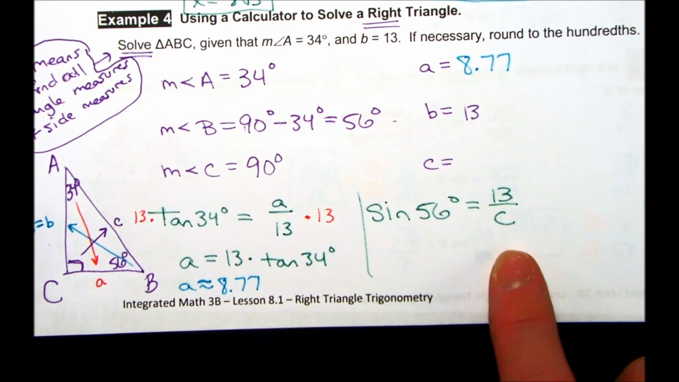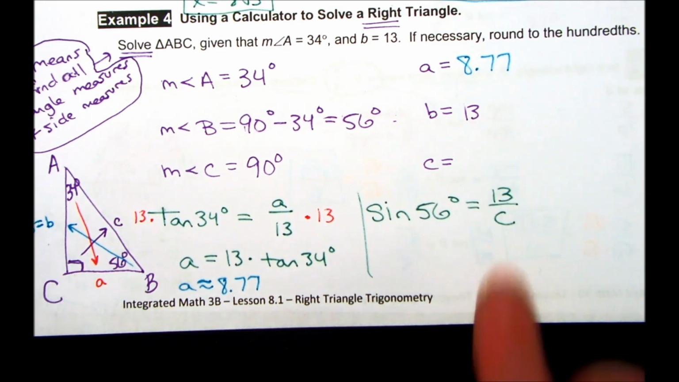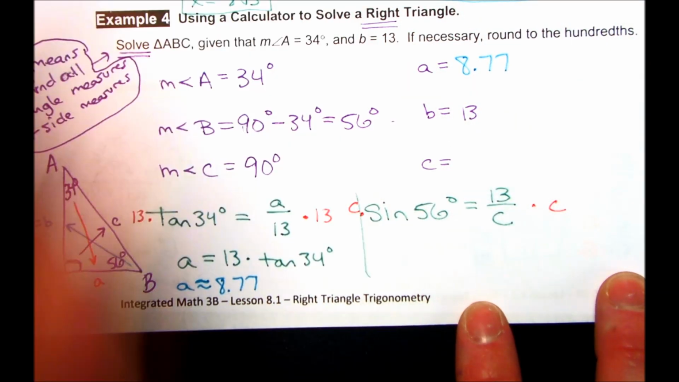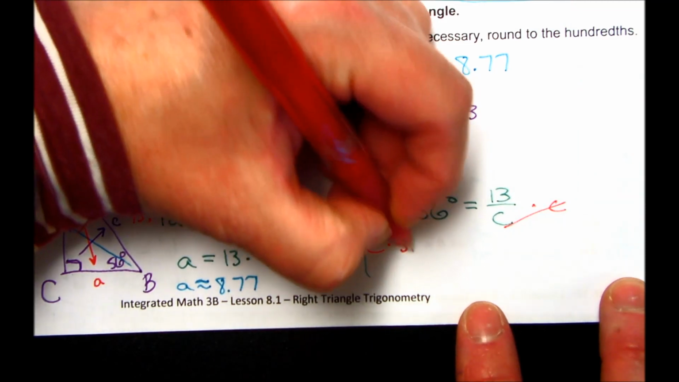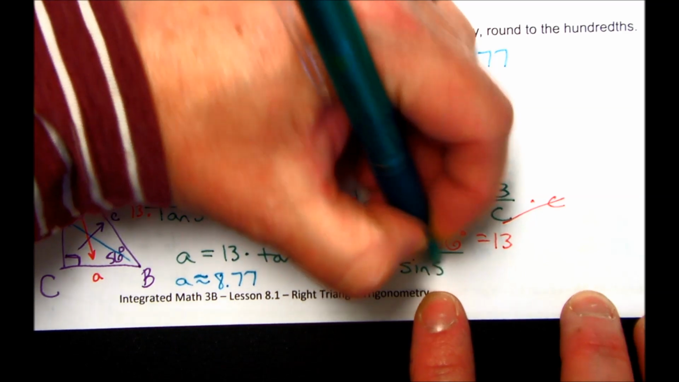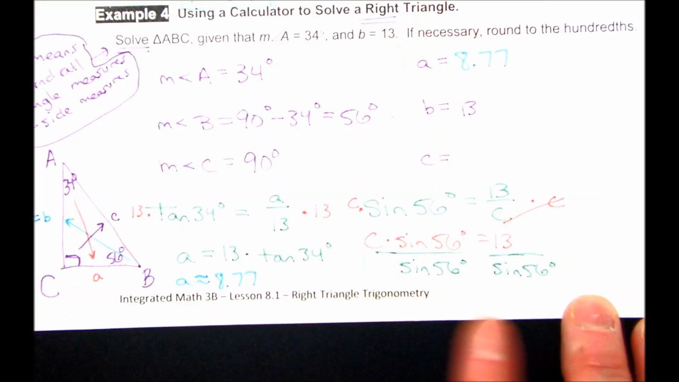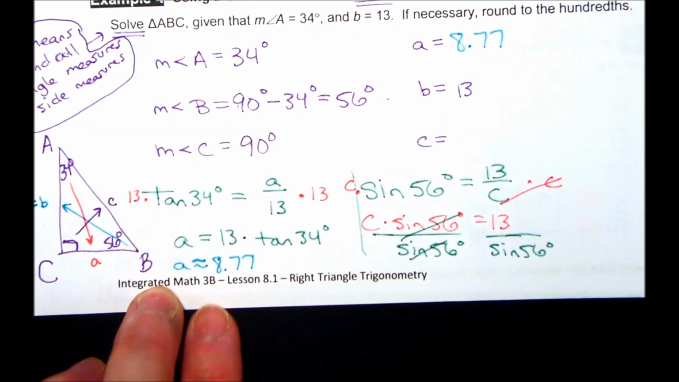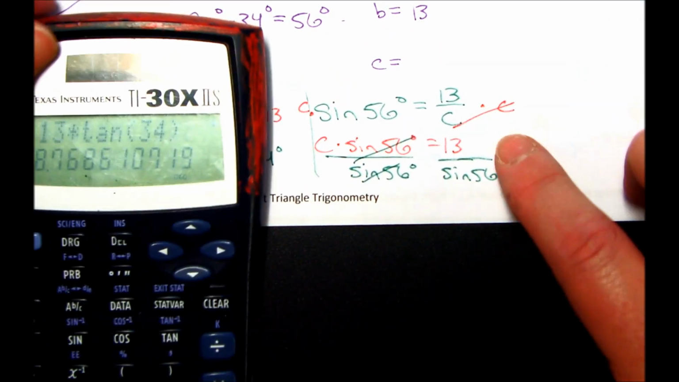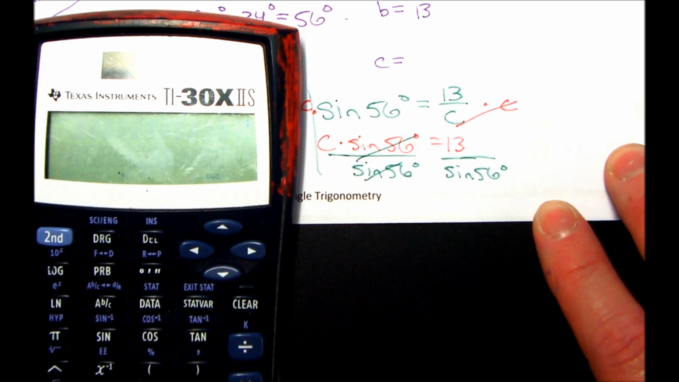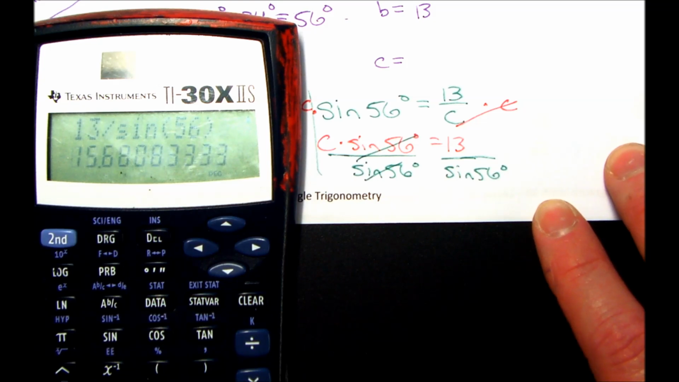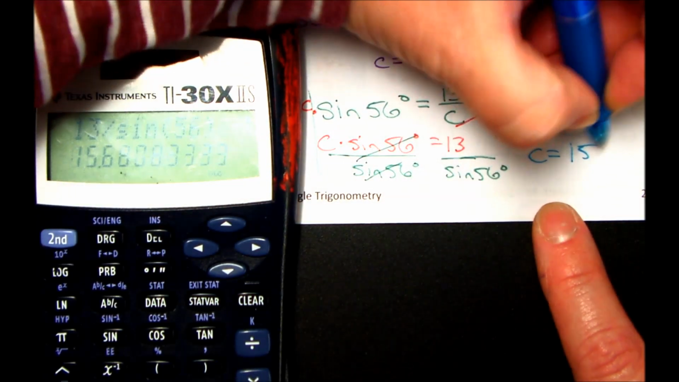And again, I want to find C. Well, the problem with that is that C is in the denominator. So like before, in order to get something out of the denominator, we would multiply both sides by the C, which then would give us C times sine 56 degrees equals 13, and then turn around and divide by the sine of 56 degrees, so that we then get C by itself. So once again, we're going to have to use our calculator to figure out what 13 divided by sine of 56 degrees is. So 13 divided by sine 56 degrees equals 15.68. There's a 0 after the 8, so the 8 is going to remain the same. So I get C equals 15.68. And then I'm going to put it over here.